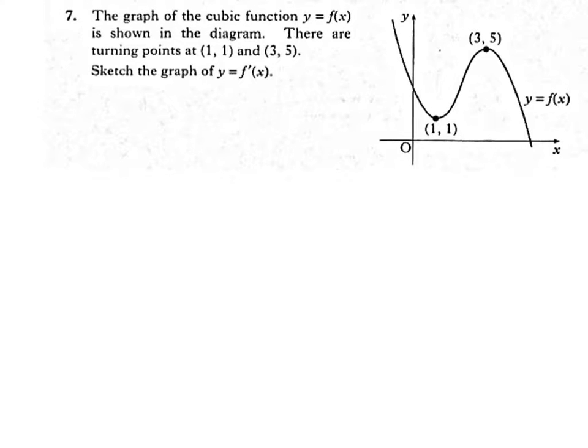Okay, section 3, question 3. The graph of the cubic function y equals f of x is shown in the diagram. There are turn points at (1, 1) and (3, 5). Sketch a graph of the derivative y equals f dash x. So a turn point is a stationary point, and that's a point of zero gradient. So the turn points of zero gradient, the stationary points, are at (1, 1) and (3, 5).